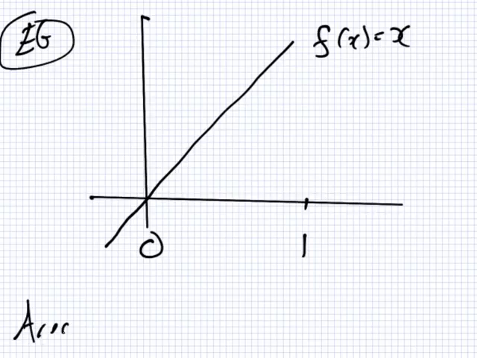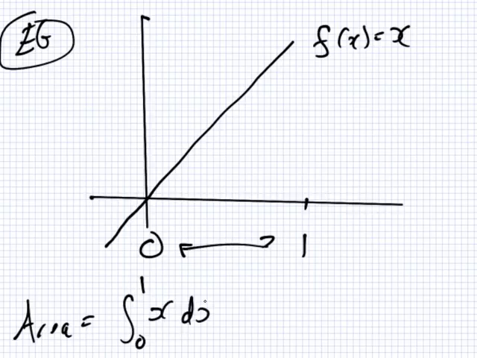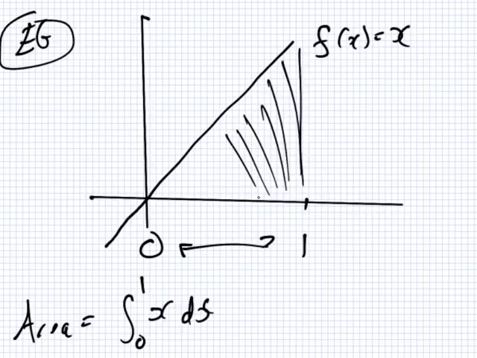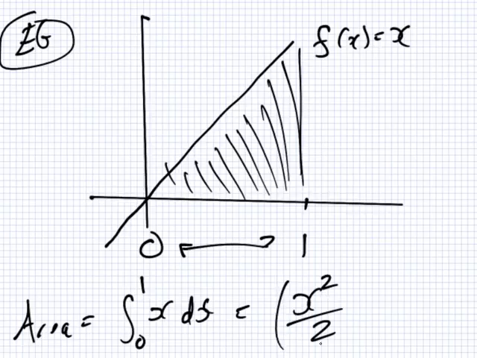The area equals the integral from 0 to 1 of f(x). What's f(x) here? x. dx. Let's see if we get the same answer. So if I integrate x, what do I get? x squared over 2, from 0 to 1. So if I put 1 in, what do I get? 1 over 2. And if I put 0 in? 0. So my final answer? Half. It's the same answer that we get when we just use the simple formula.